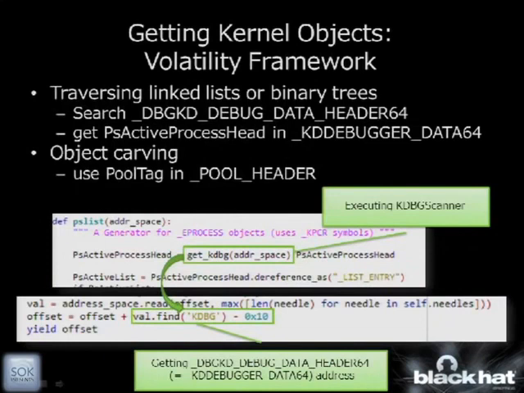Volatility framework traverses the process linked list by searching DBGKD debugger data header 64 and getting PsActiveProcessHead in KDDEBUGGER_DATA64. Remember the debug structures as I explained earlier. Volatility framework also does object carving. It uses pool tags.